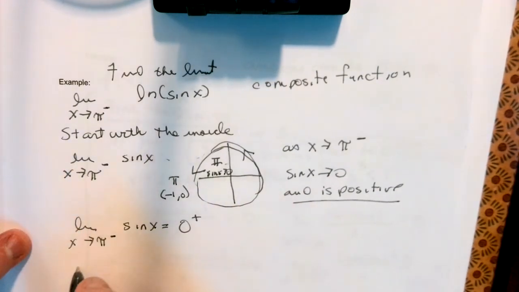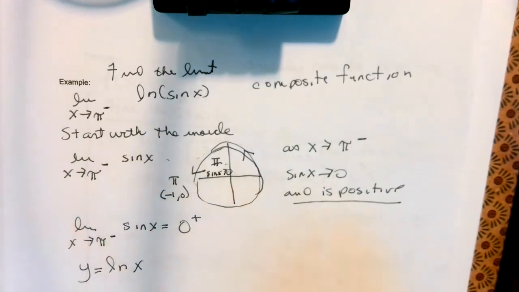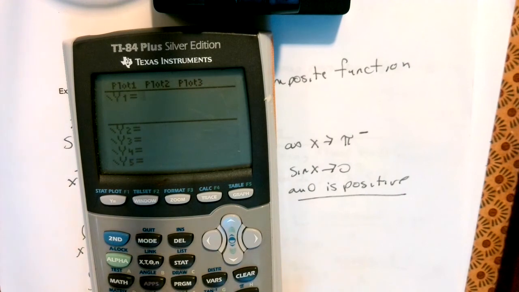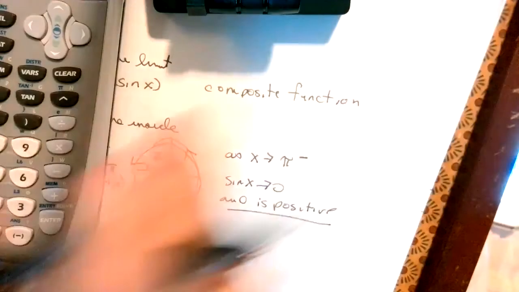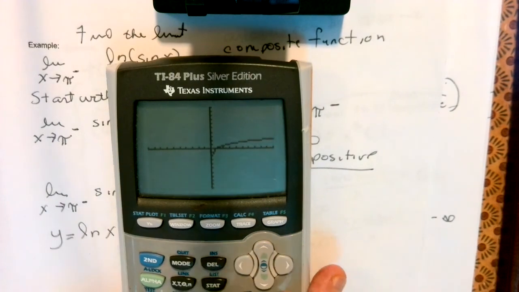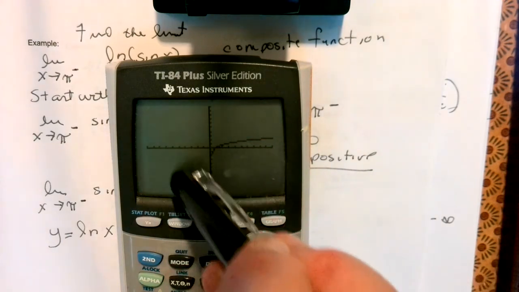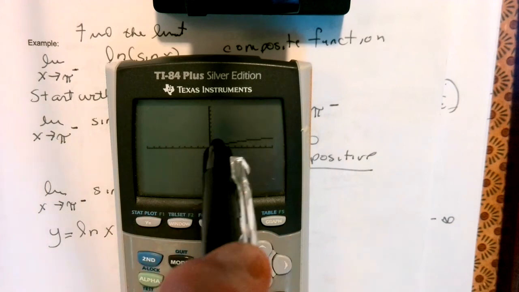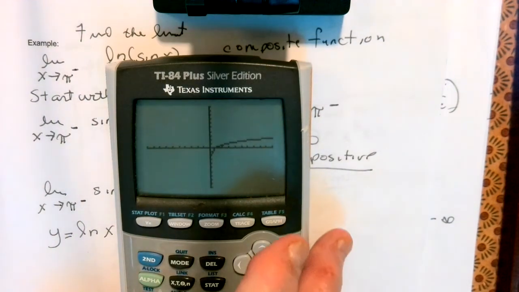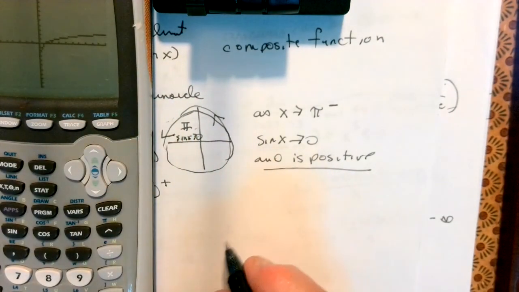Now let's look at y equals natural log of x, and the graph of it. If you go to your y equals screen and press the natural log button right there, and graph natural log of x, it has a vertical asymptote at x equals 0, and it's not even defined on the other side of the y-axis. In order to be an argument for the natural log, or any log, the argument has to be greater than 0.